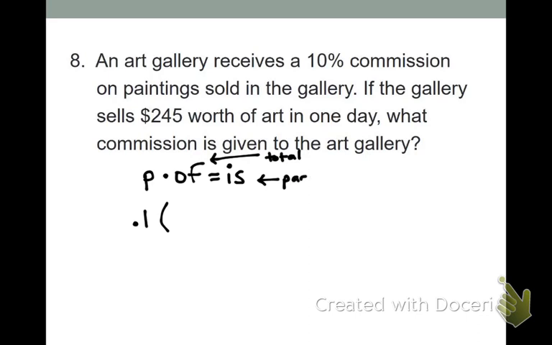Okay, so what do I know? If I know they're going to sell $245 worth of art, is that the total or is that part? It's the total amount that they're selling, okay? They only get a part back. The commission is the part that they get. They don't get the whole amount, but they are selling a total amount of $245. Now we're trying to figure out what part the art gallery is going to make. What's the commission they're going to make? Plug that into your calculators to find out what their commission will be.